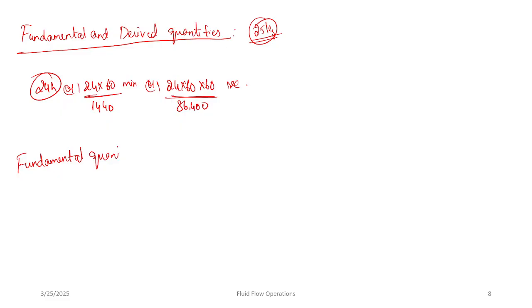Fundamental quantities, and the three fundamental quantities are mass, length, and time. And how do we express these terms? So M indicates mass, L indicates length, and T indicates time. So all other quantities such as area, volume, velocity, acceleration, force, pressure, surface tension, all these quantities can be expressed in terms of these fundamental quantities, and those quantities are called derived quantities.